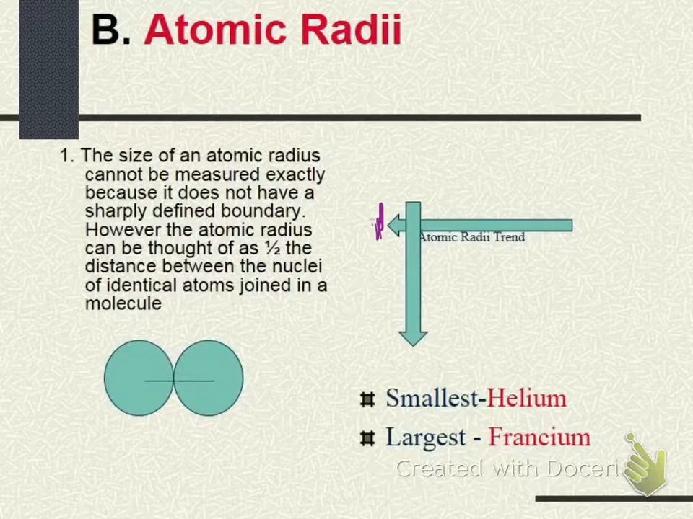As you go down a group, we say we're adding energy levels, so it gets bigger. That trend makes sense to people, okay? The one that it gets smaller as it goes across is what gives people problems, okay? And it's because of the nucleus getting stronger, okay? So to help you out, the smallest atom on the periodic table is helium, and the largest is francium, okay? The largest is francium.